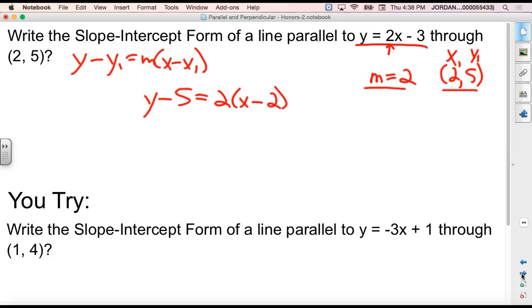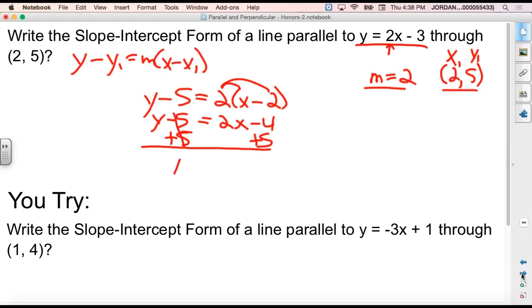All right, now all we have to do is distribute. 2 times x is 2x. 2 times minus 2 is minus 4. And then just add 5. That will put our function in slope-intercept form. So I get y by itself on the left, that's the whole idea. And on the right, notice I add the 5 to minus 4, because those are like terms. Minus 4 plus 5 is plus 1. So here's the answer. This is the equation of a line that is parallel to y equals 2x minus 3, but will go through the point (2, 5). It'll go through that point.